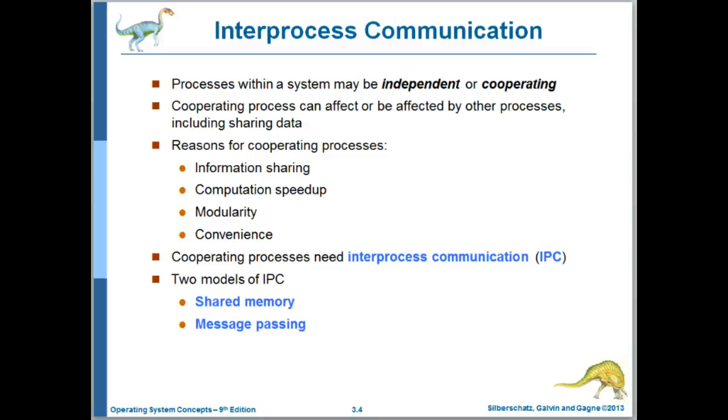Processes are independent or cooperating. Independent processes don't communicate with each other, and in fact it's desirable that they be isolated from each other. Cooperating processes need some sort of a communication mechanism, and you can see from the bulleted list why we would design a software system with cooperating processes. And we'll be looking at two process communication models: shared memory and message passing.